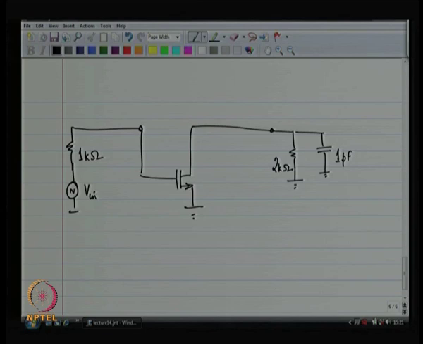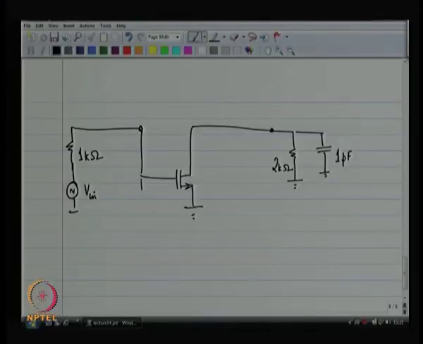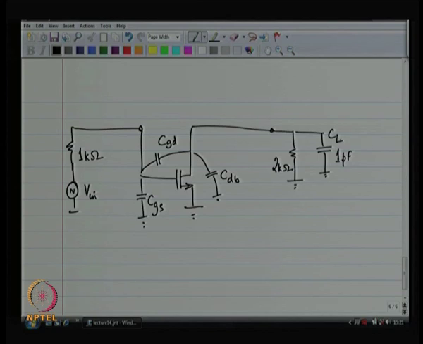Okay. So, let us put all the capacitors in place, and then one by one we are going to pull out the capacitors and find out the time constants for each of these. So, what are the capacitors that we have? We have got CGS, we have got CGD. See, source to body is irrelevant because source is already at ground. We have got drain to body, and we have got the load capacitor.